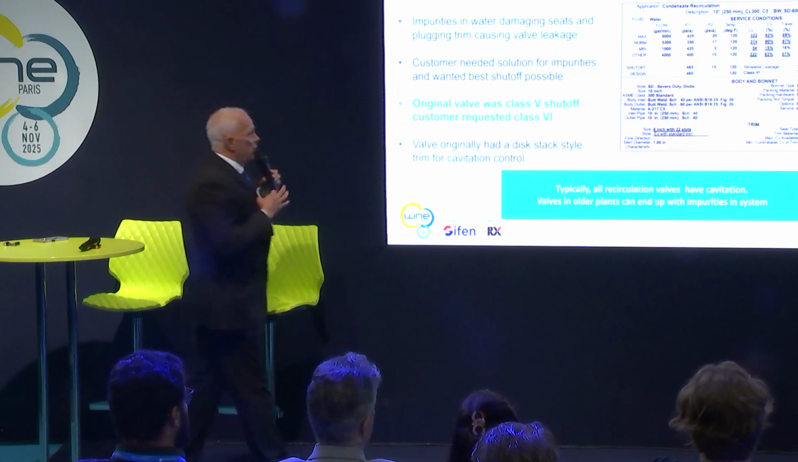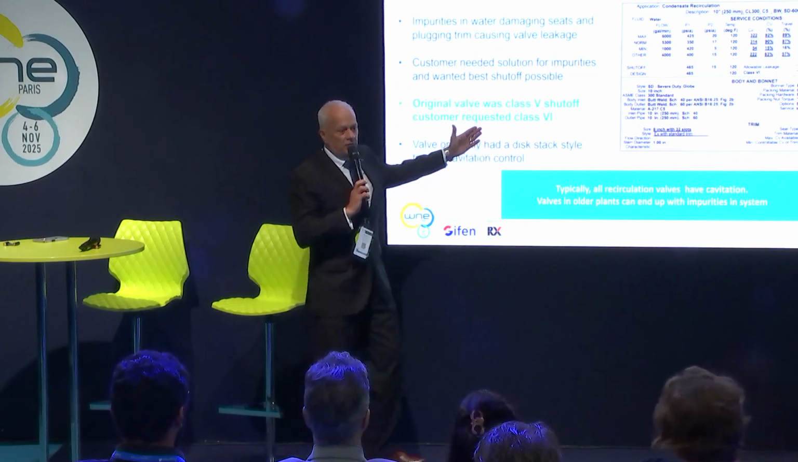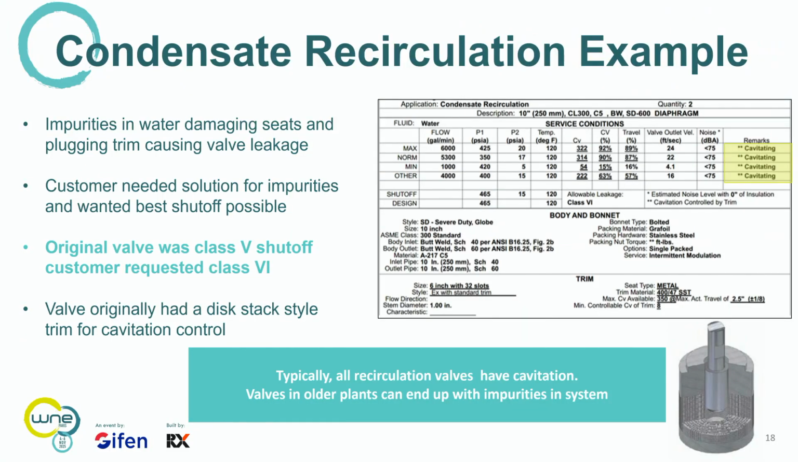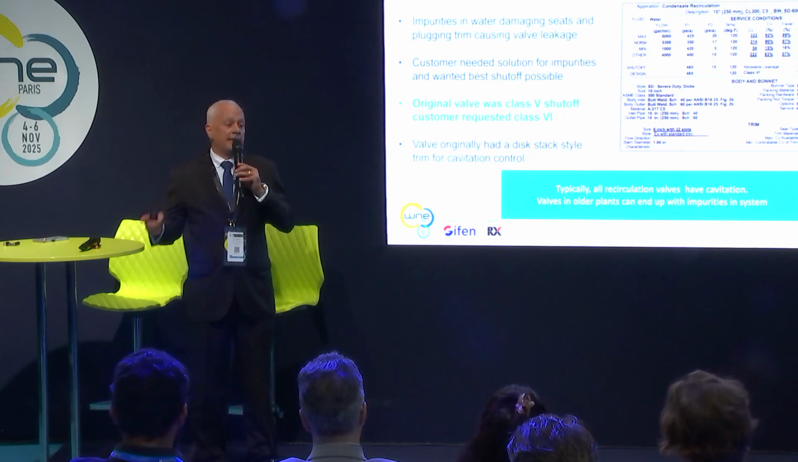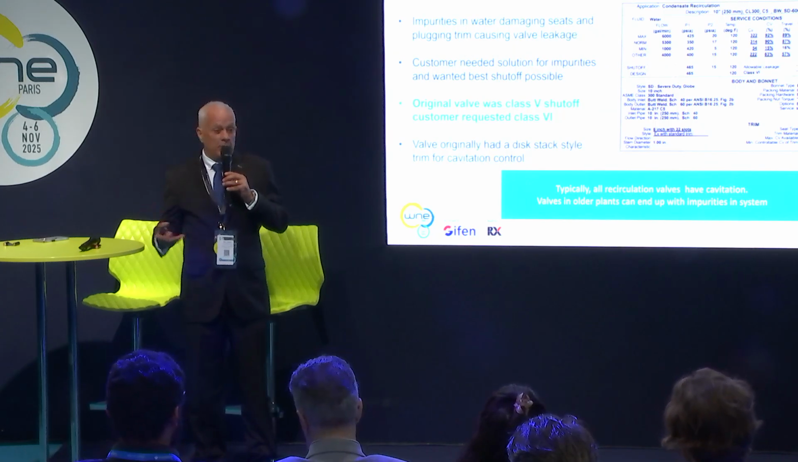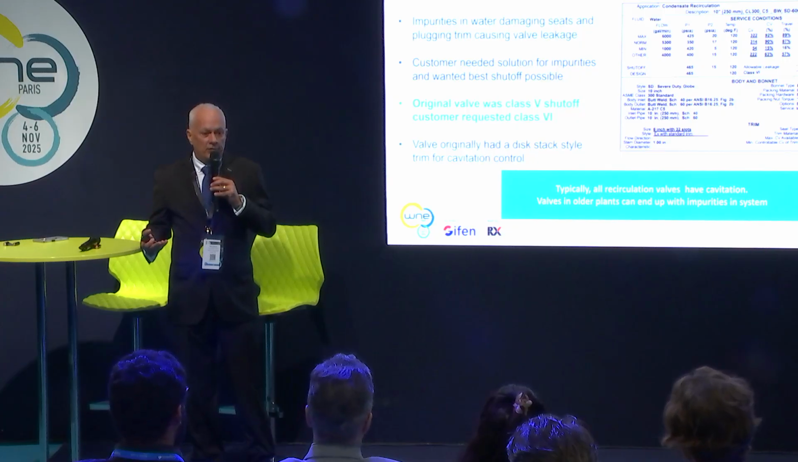we're just trying to show you that this is a valve size without cavitation control trim, so you can see it's cavitating. But in this case, the customer had another unique problem, which is common in older plants, whether it be a nuclear plant, a coal plant, or a gas-fired plant: he had impurities in the system. You see this a lot in the boiler feed water recirc systems. You see that in the condensate systems. That ends up with magnetite, other types of impurities in the system.